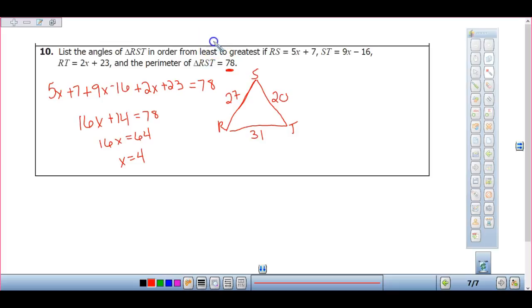So if I'm putting my angles from least to greatest, smallest angle across from smallest side, so across from 20 I have R. Next one, across from 27, I have angle T. And biggest one, across from 31, I have angle S. Okay, so it's not so hard, but it's a lot of solving equations.